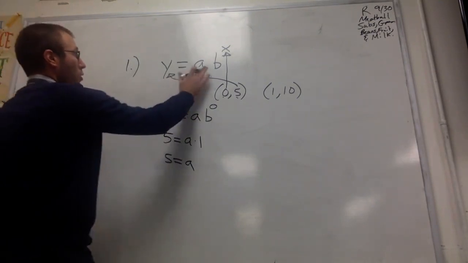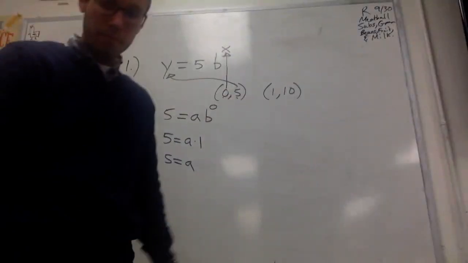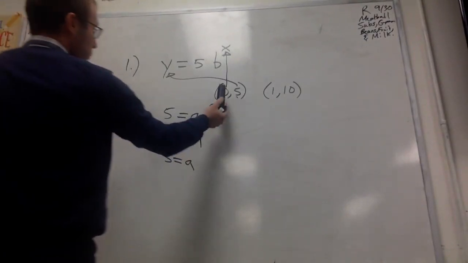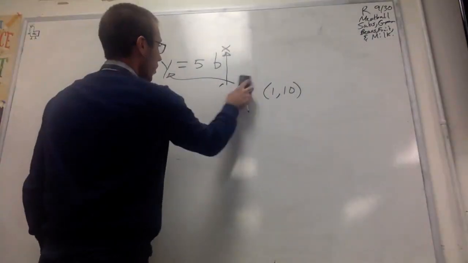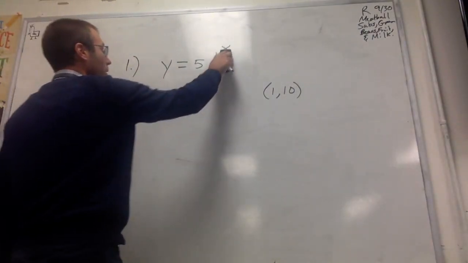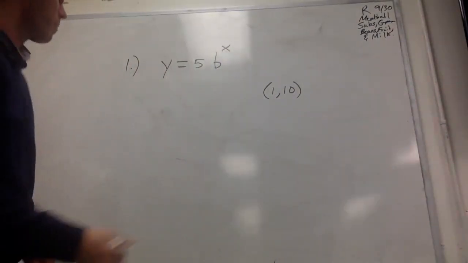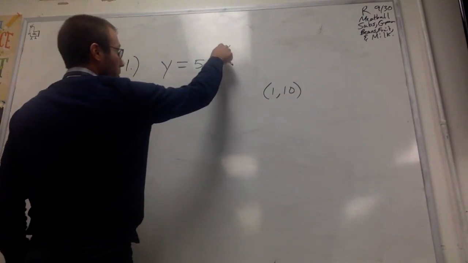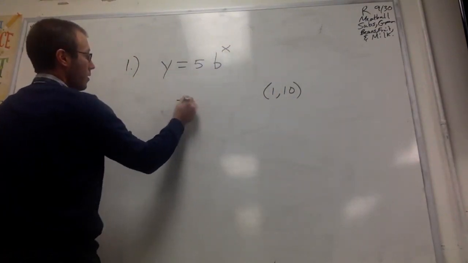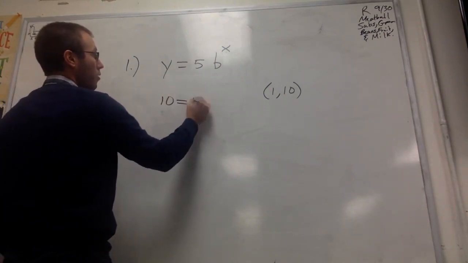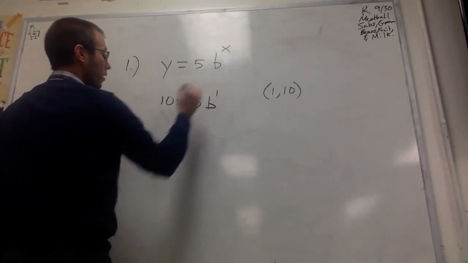Which means that I'm going to go up here and get rid of my a and make that value be 5. I used that point (0, 5), which makes it useless now. So now I'm going to look at my point (1, 10) over here in hopes to figure out what b is. So I'm going to substitute again. I'm going to replace x with 1, and y with 10. So I get 10 equals 5 times b to the power of 1.